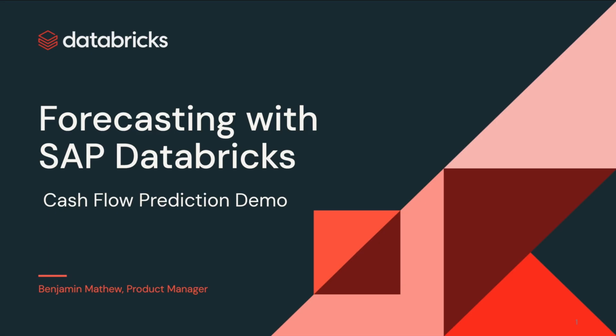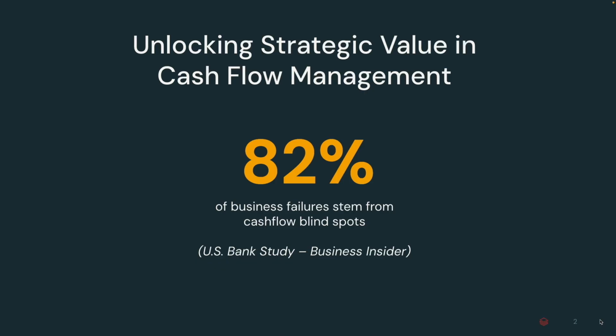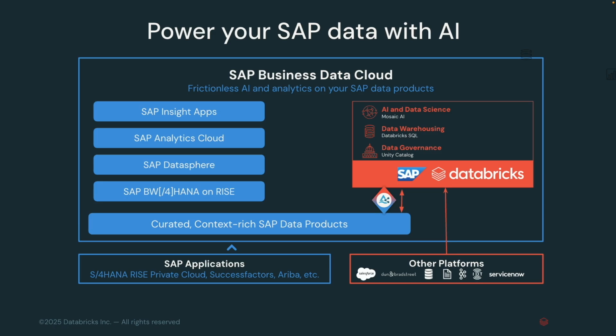One of my highest priorities is strategically managing cash flows. However, today, 82% of business failures stem from poor cash flow visibility. SAP Databricks allows me to run end-to-end AI and analytics on my SAP data. In the case of cash flows, I can use SAP Databricks to build forecasts, plan for various macroeconomic scenarios, and take action by putting my company's idle cash to work.